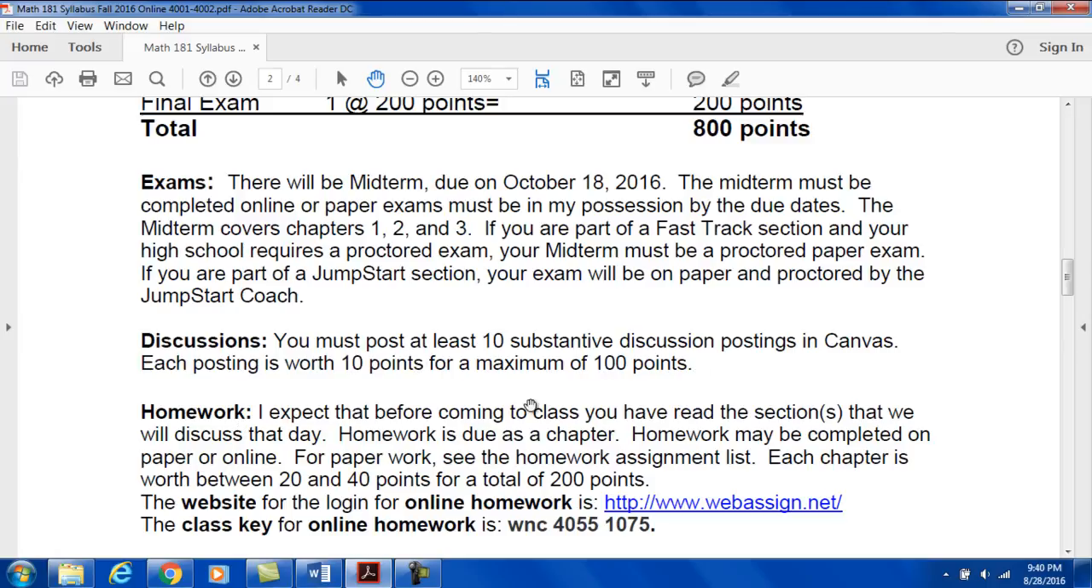Homework. I expect that before coming to class, and really it's the live meetings I'm talking about there, that you're prepared, you know what's happening, you've read the material, watched the videos, and I address this later. I will not be teaching lessons during those times. I will be helping with concepts. So homework is due as a chapter. Homework may be completed on paper or online. For paperwork, see the homework list. Each chapter is between 20 and 40 points.